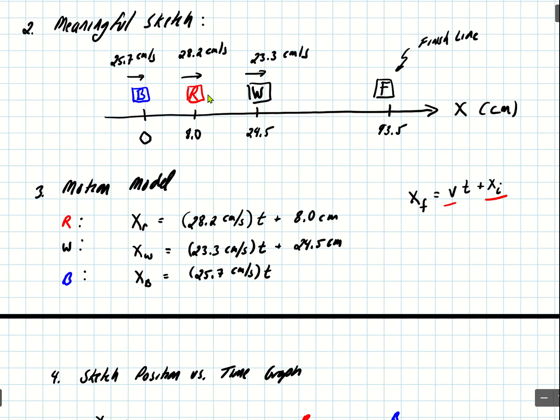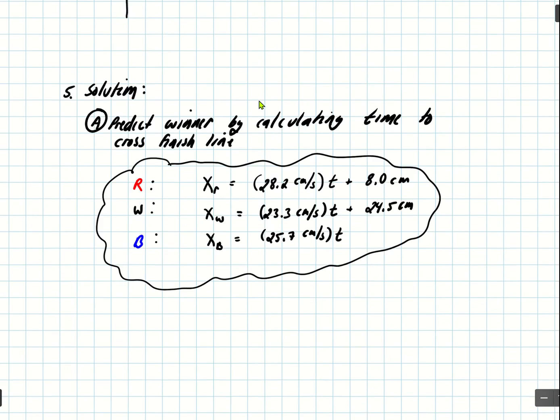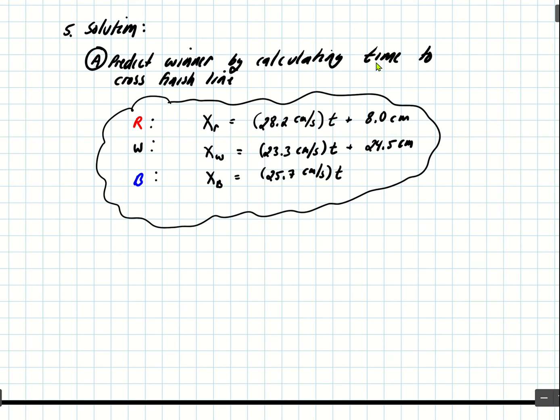What I don't know is who's going to cross first, red or white. White certainly starts out pretty far ahead, but it's going quite a bit slower. I don't know. That's what I've got to solve. So I don't need to worry about blue because I know it's going to come in behind red. But is red going to come in first or is white? I actually think white is going to come in last place, but that's a guess. All right, so let's figure it out.